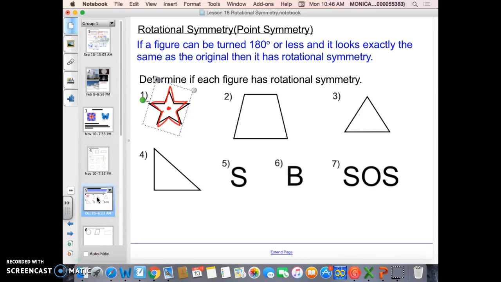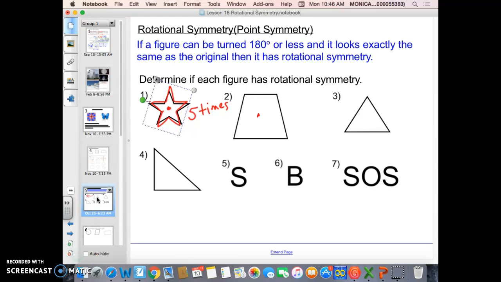What you can do is count how many points it has. So this would have 1, 2, 3, 4, 5, which means I can rotate it 5 times, and it will land on itself.